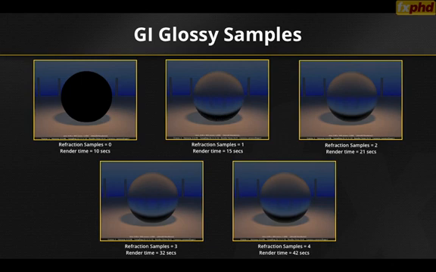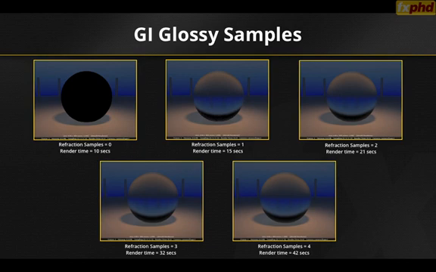By the time we've upped our refraction samples to 4, our render time has only gone up to 42 seconds, so it's obviously still quite long, but we're getting a much smoother, nicer frosted glass look. We've got rid of a lot of that noise by then. So that is samples for glossy, refraction, AAs and diffuse.